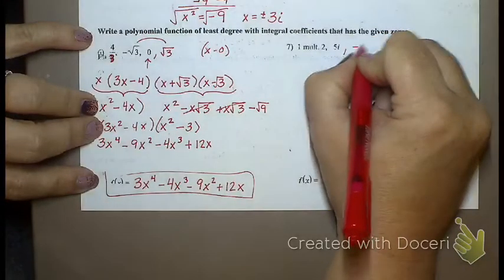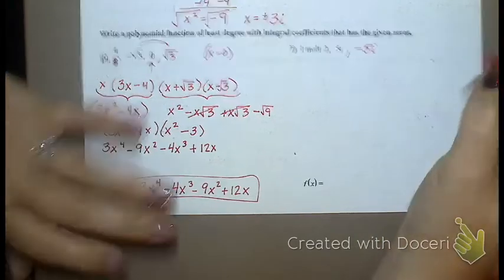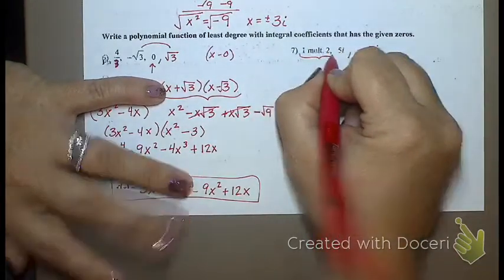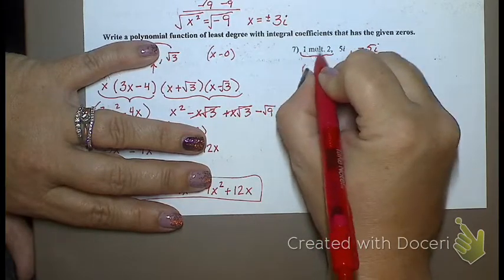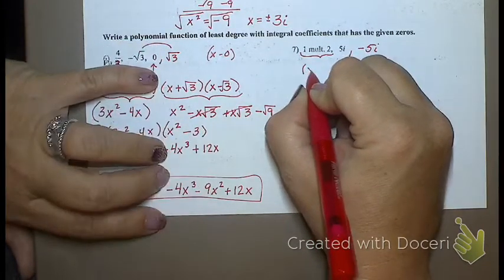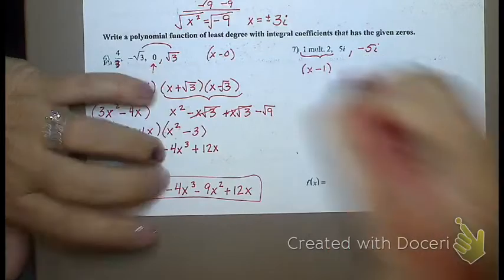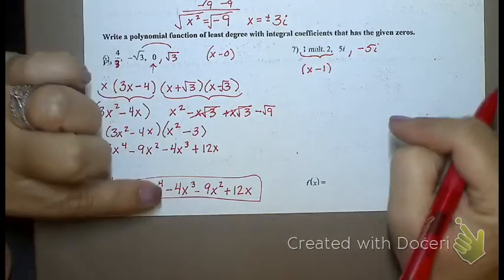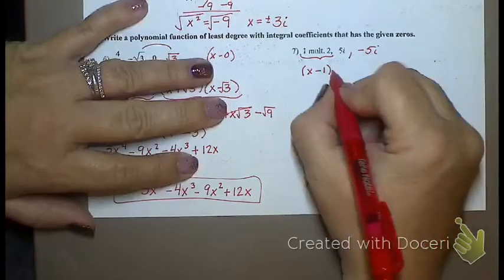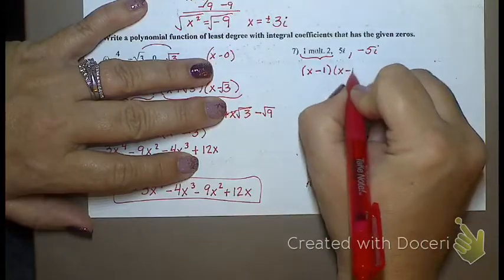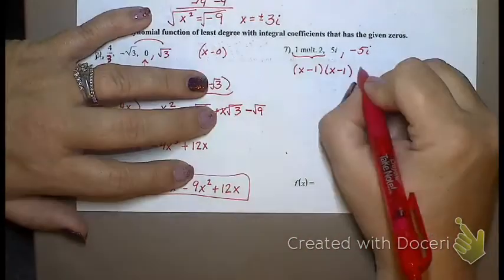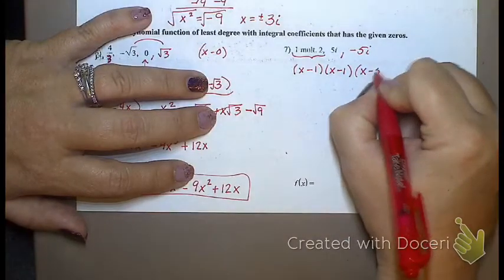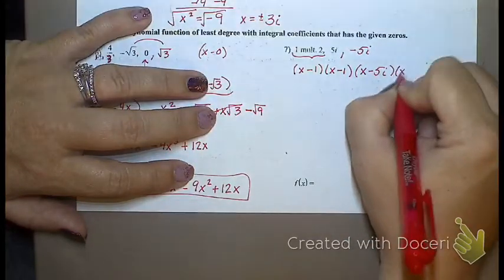Negative 5i. Also, because of this, what does that mean? There's going to be 2 parentheses that match. So if one is one of my roots, that looks like x minus 1. Here, do I want to put the squared? Not necessarily. It's going to be easier to see what I'm multiplying if I multiply them both out. Okay? And then I have x minus 5i and x plus 5i.